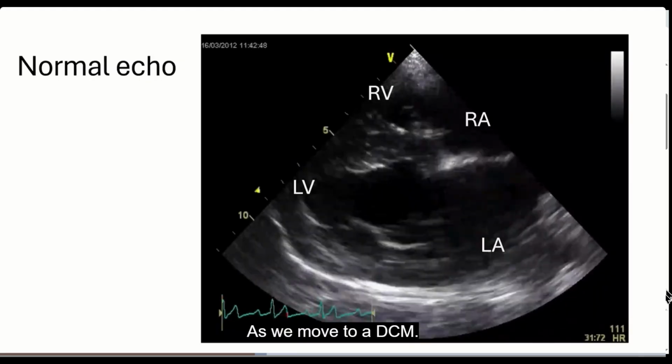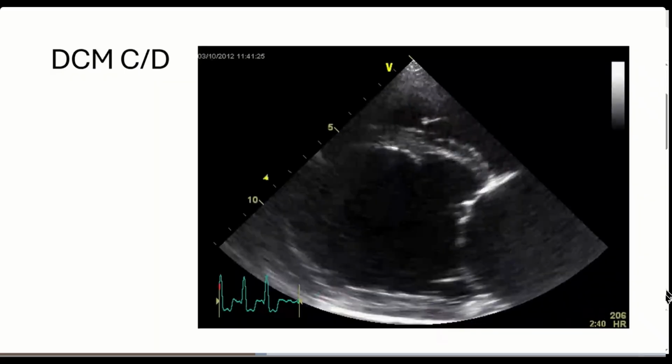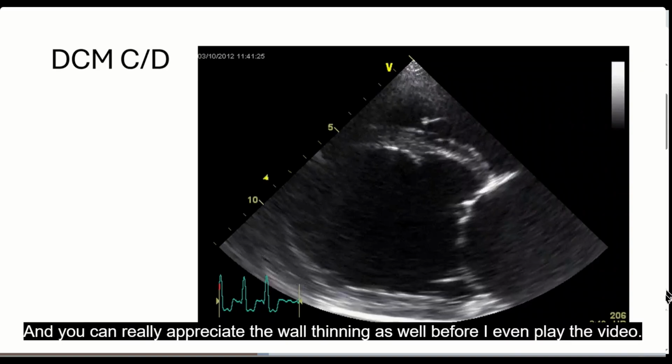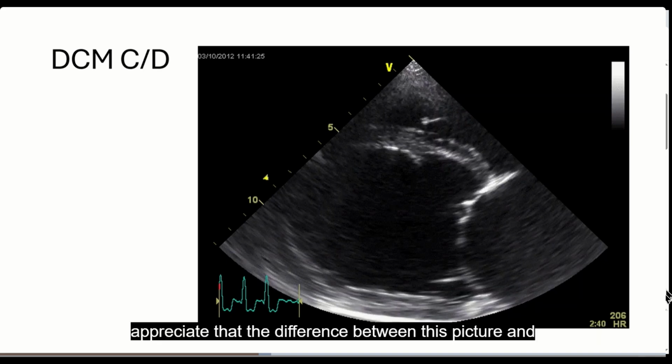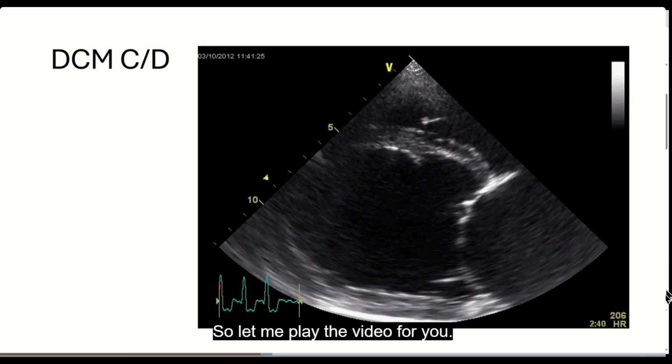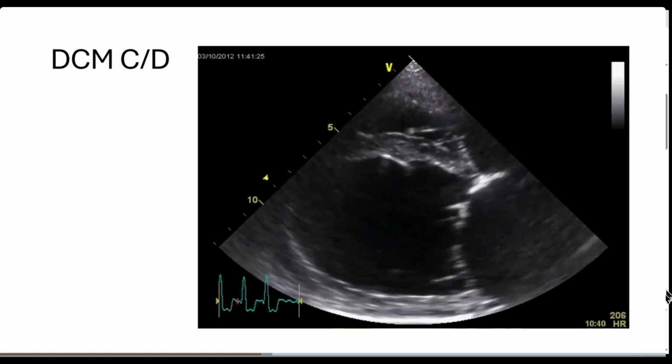As we move to a DCM, and this is a stage C/D patient, you can appreciate the largeness of the size of the left atrium and also of the left ventricle before we even start. And you can really appreciate the wall thinning as well. Before I even play the video, you can really appreciate the difference between this picture and the previous picture, and that right side is really squished at the top there because of the size of the left side. So let me play the video for you, and then yeah, it's really apparent, isn't it?